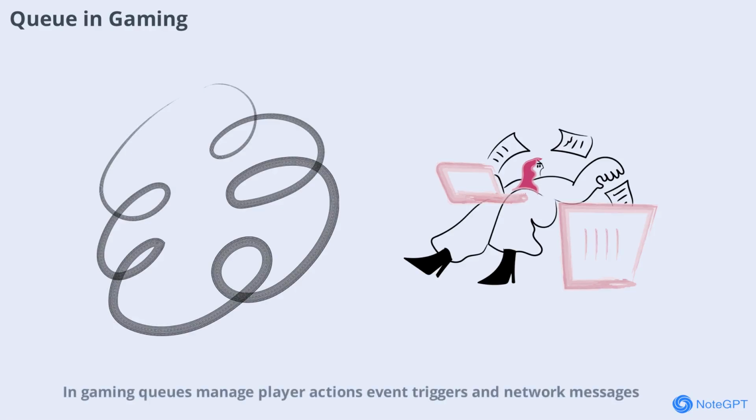In gaming, queues manage player actions, event triggers, and network messages. By organizing these elements in queues, games can provide smooth gameplay, handle multiple players, and synchronize events across different devices.